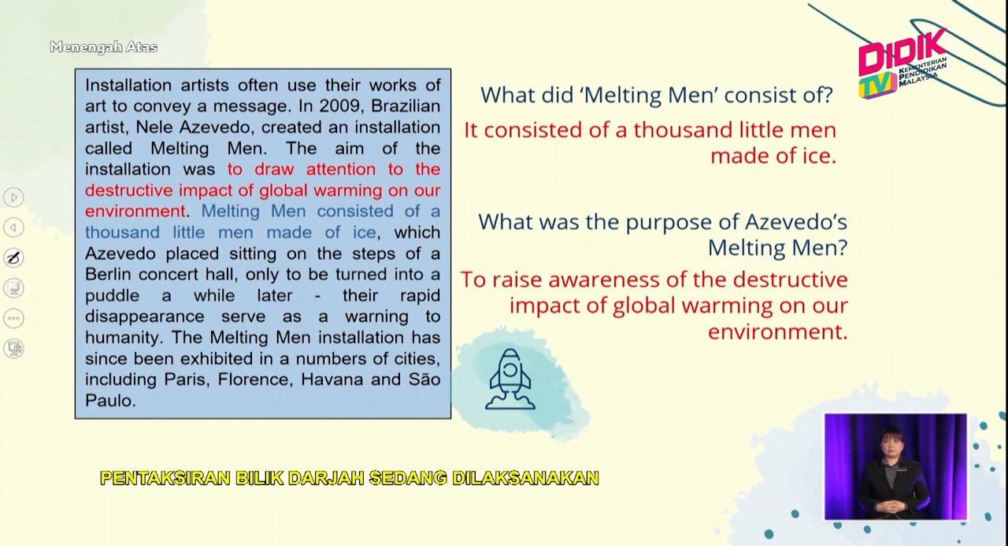Okay, so for the first one, what did Melting Man consist of? You can directly look at it. It consists of thousands of men made of ice. And also the second one, you can see the red one, to draw attention to the destructive impact of global warming on our environment. So basically, when you want to find the answer, you have to look at the keywords and also look at the details.